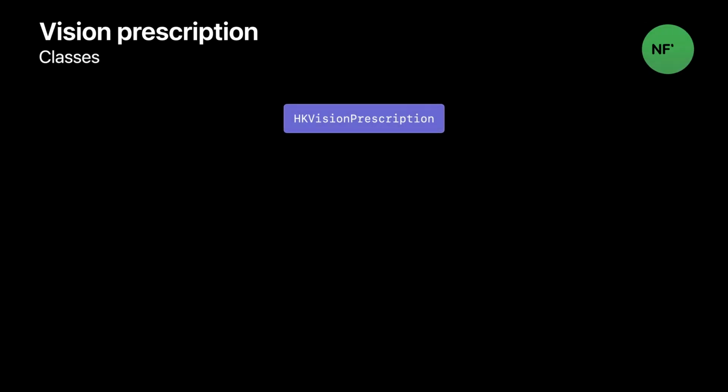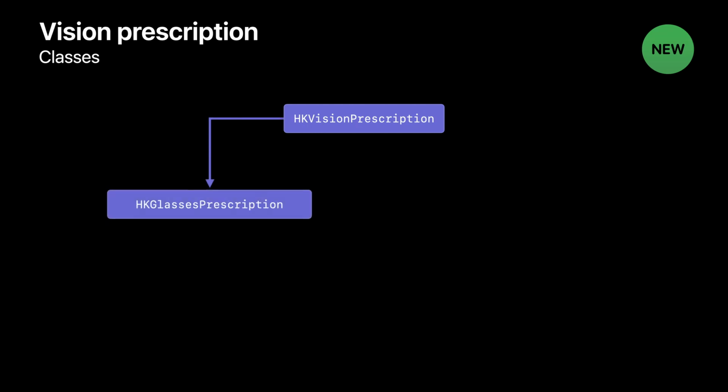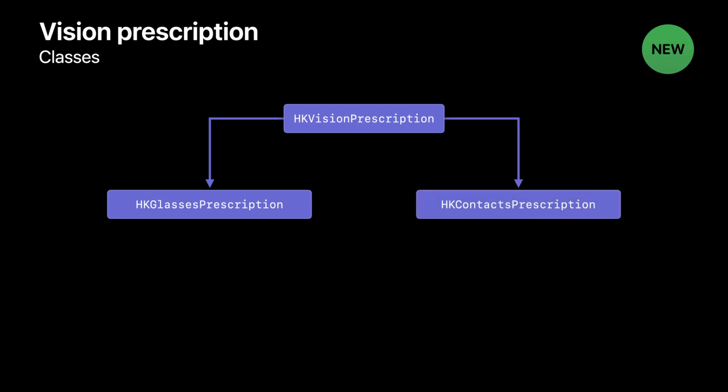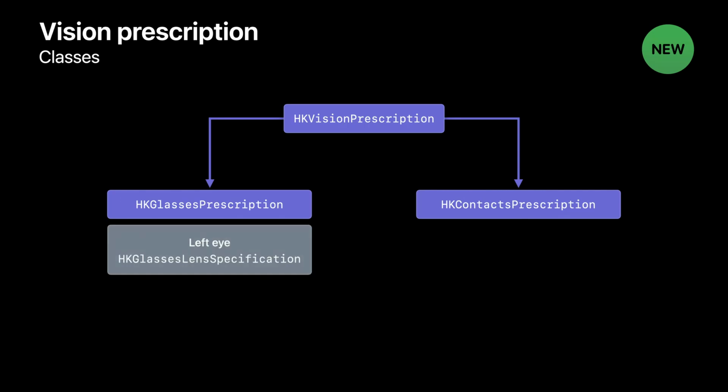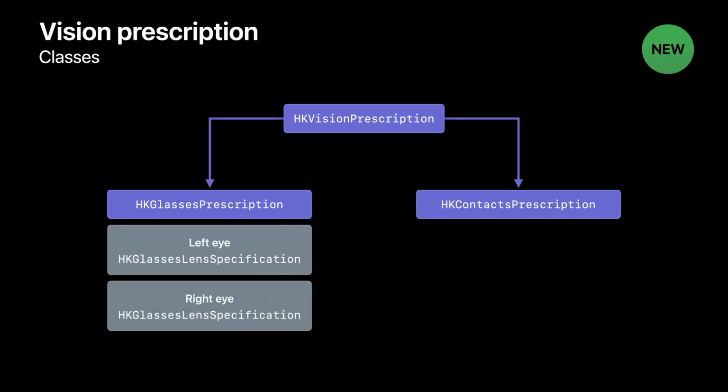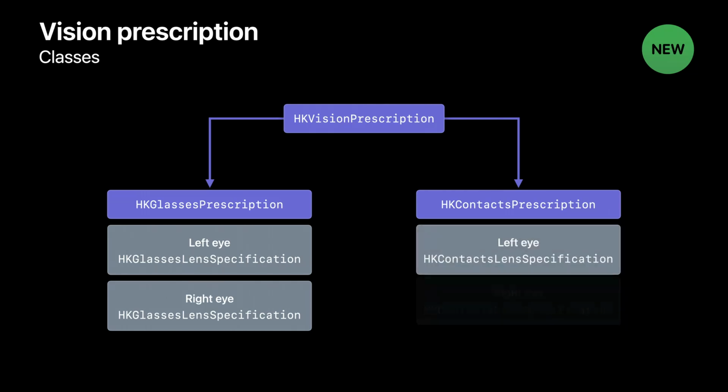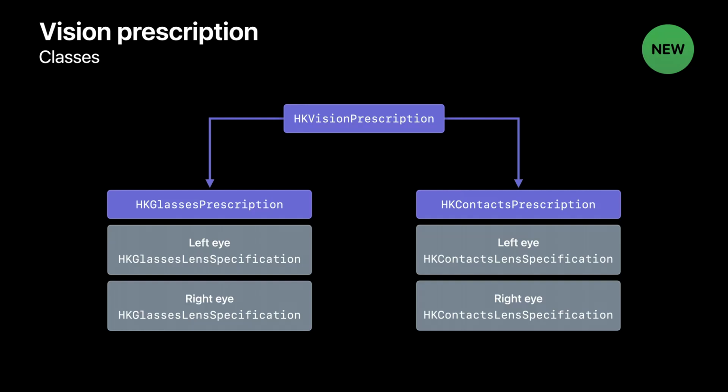A glasses or contacts prescription sample is a subclass of HKVisionPrescription. For glasses, you use the HKGlassesPrescription subclass, and for contacts, the HKContactsPrescription subclass. Each glasses prescription is created using two glasses lens specification objects, one for each eye. And similarly, contacts prescriptions are created with two contacts lens specification objects.